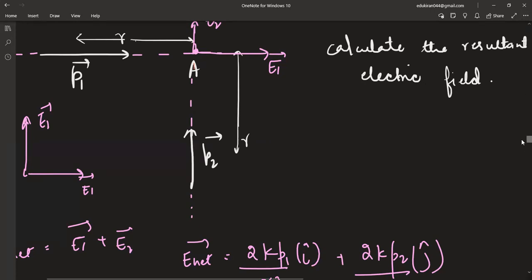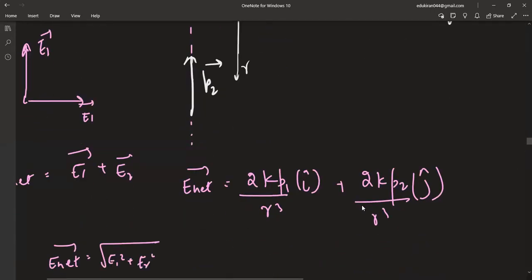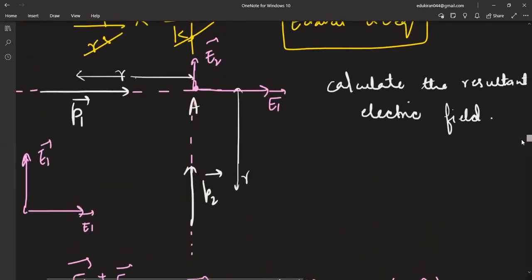So the net electric field will be J cap. We don't have the values, so what would we substitute? This is our final answer now. Got it? Okay. Clear, Fadil?